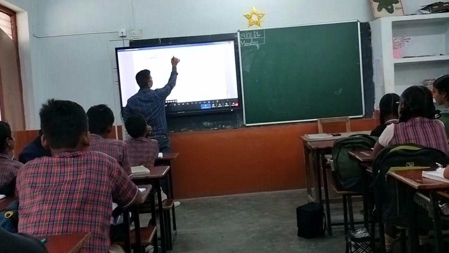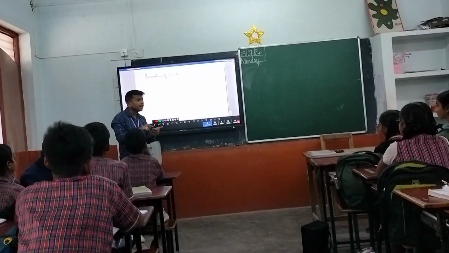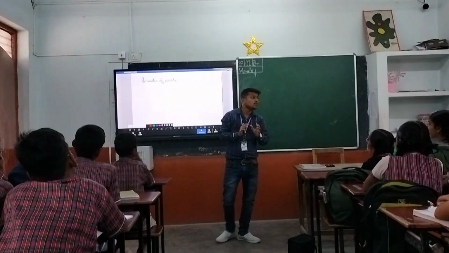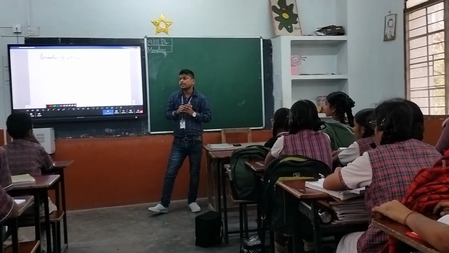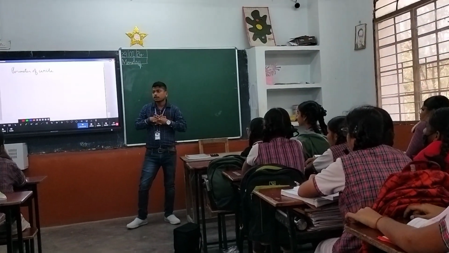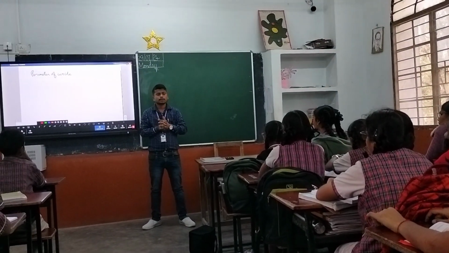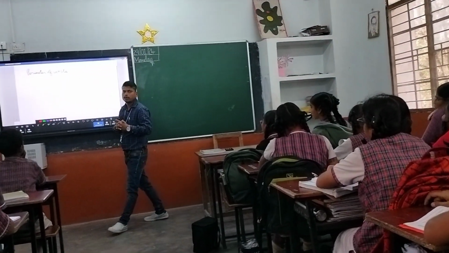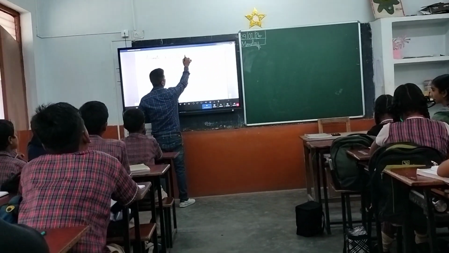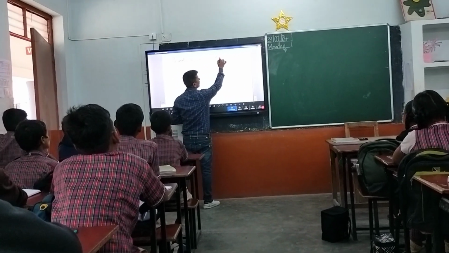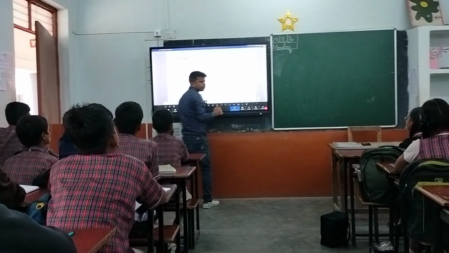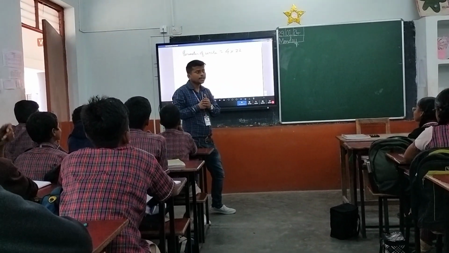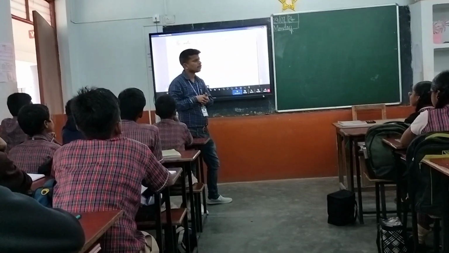Perimeter of circle is equal to perimeter of square whose side is 22 centimeter. So what is the perimeter of square? Perimeter of square is 4 into side, 4 into 22. Very good. So perimeter of circle means 4 into 22 centimeter, because perimeter of circle is equal to the perimeter of the square whose side is 22 centimeter.